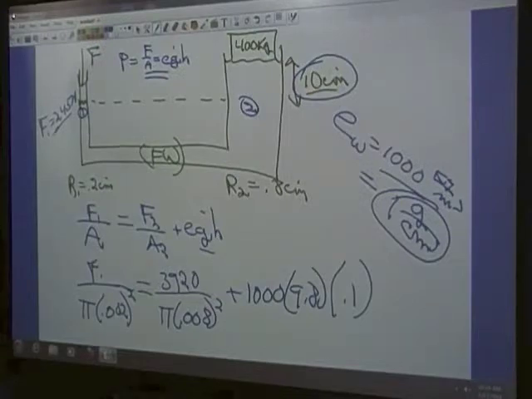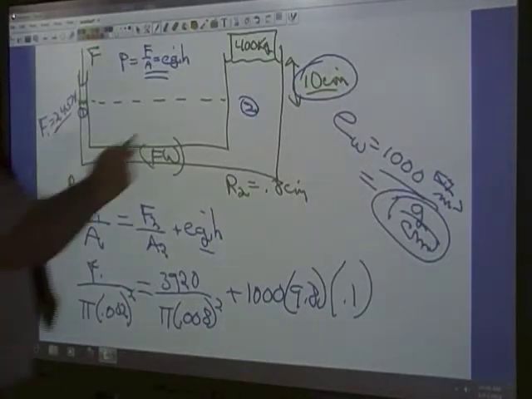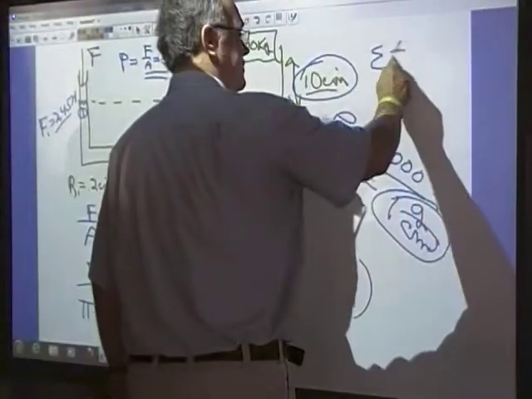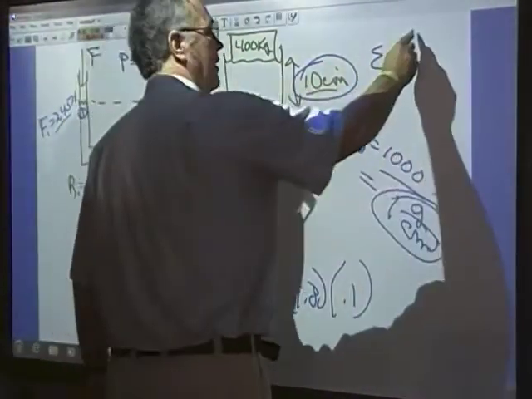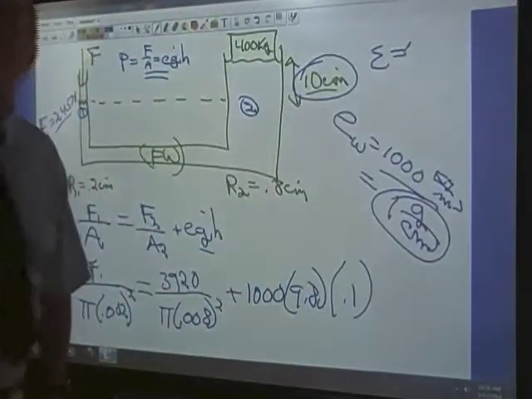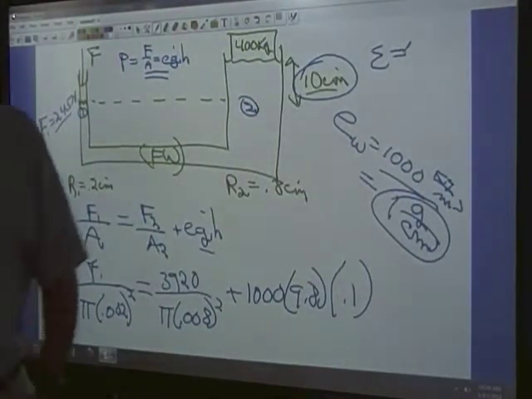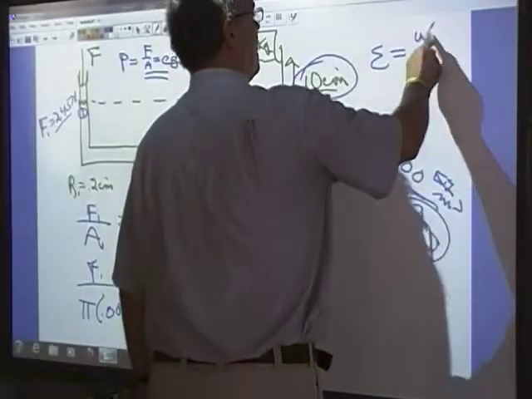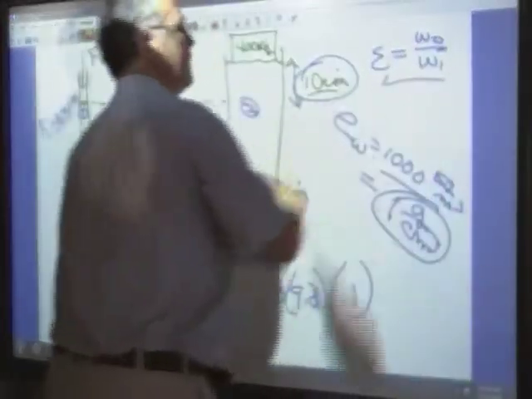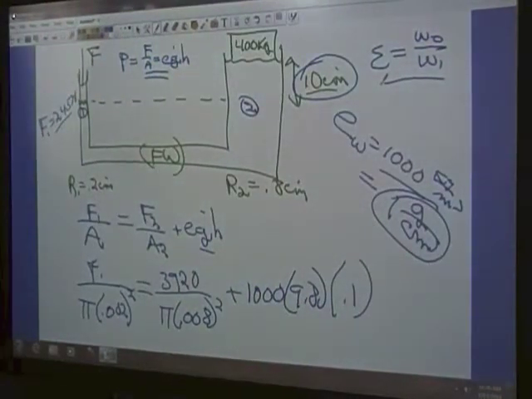Is that an efficient machine? Well, whether it's efficient or not, what is the efficiency of a machine equal to? Efficiency equals work out over work in, times 100. You don't have any distances here. That would be a little harder to figure out.